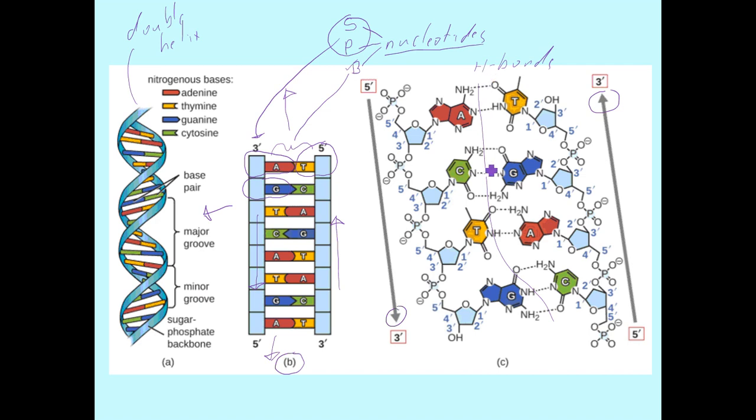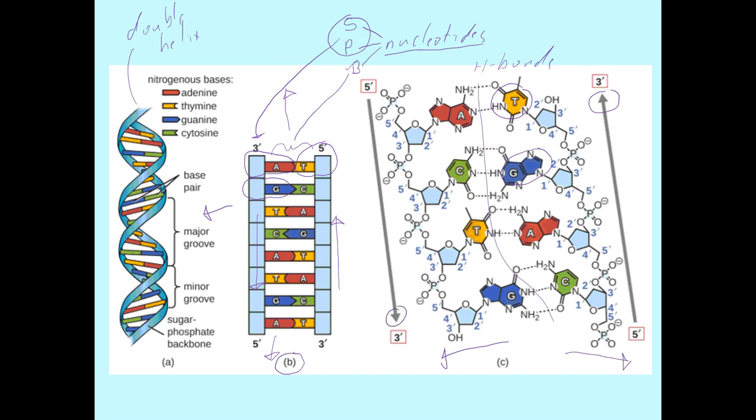If we were to break all of these hydrogen bonds running down the middle, which is pretty easy to do, and then separate the left-hand strand from the right-hand strand, there's only one other thing that can attach to this thymine, and that's another adenine. There's only one thing that can attach to this guanine, and that's a cytosine.